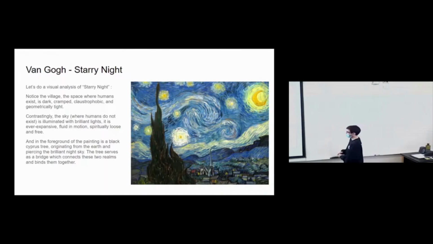Another thing that's interesting to note is that this is a town. So by default, what does that mean? The town means that that is where people live. That is where humans inhabit. Yet conversely, we have the sky. And as we know, humans cannot inhabit the sky. So we have almost an allusion to the idea that human life is dark, human life is cramped, human life is claustrophobic, whereas conversely, the natural world, the spiritual world, is the exact opposite. It's illuminated, it's ever expansive, it's fluid in motion.